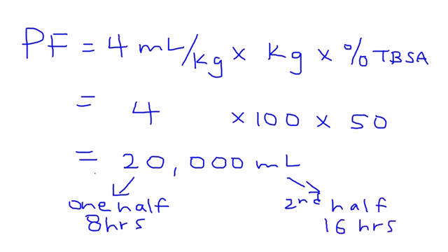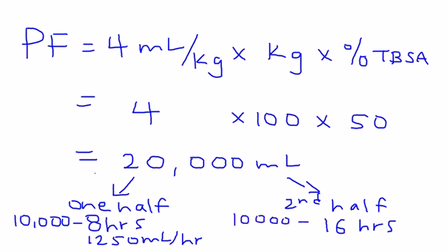So if you're giving 10,000 mLs over 16 hours, it would be 1250 mLs per hour. That would be the rate. And similarly, if you're giving the second 10,000 mLs in the next 16 hours, it would be given at a rate of 625 mLs per hour. So that's essentially the Parkland formula.